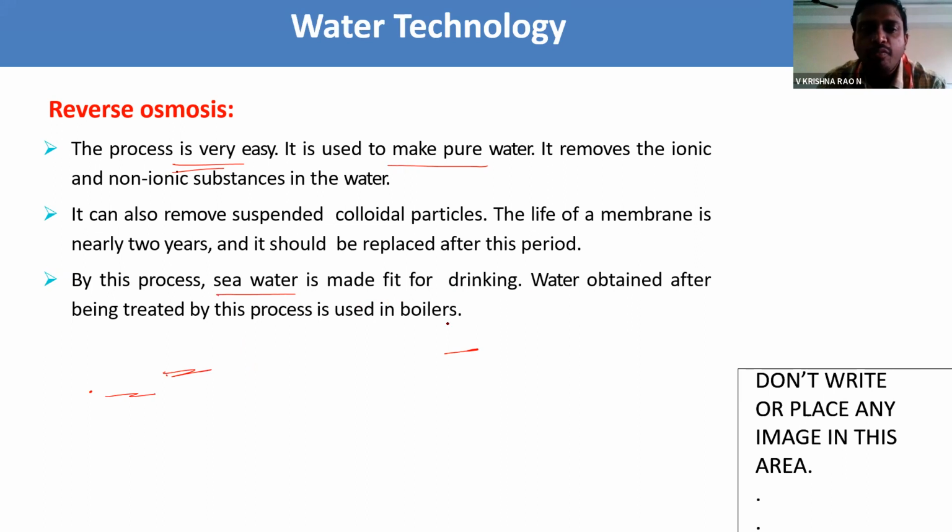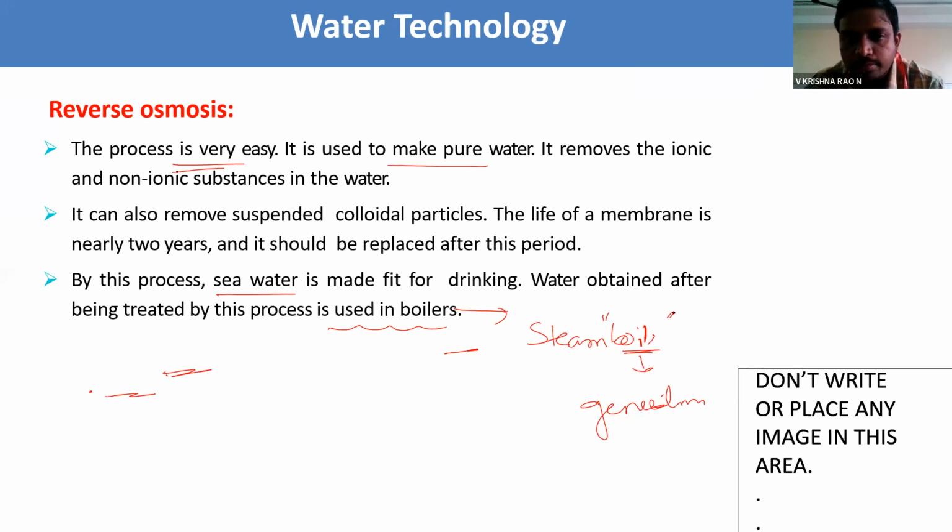Water obtained after being treated by this process is used in the boilers. Boilers are used in industries for steam generation. The steam that is generated in the boilers is used for the generation of electricity, in steam generators.